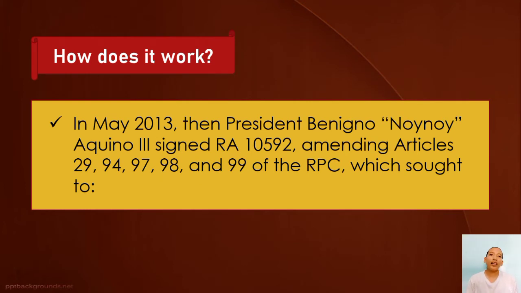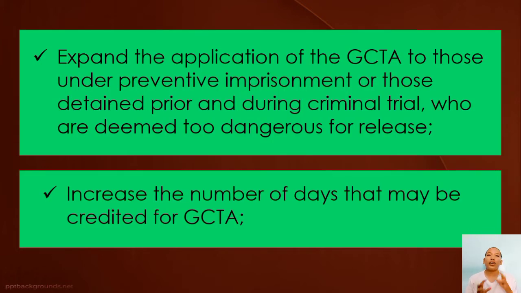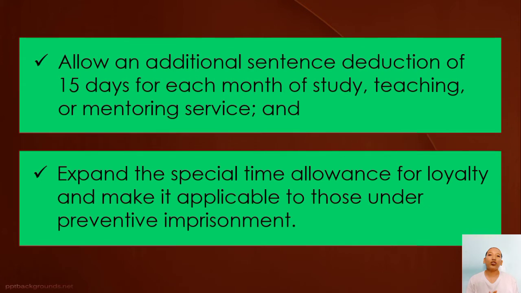In May 2013, then President Benigno Noynoy Aquino III signed RA 10592, amending Articles 29, 94, 97, 98, and 99 of the RPC, which does the following: expand the application of the GCTA to those under preventive imprisonment, those detained prior to and during criminal trial who are deemed too dangerous for release; increase the number of days that may be credited for GCTA; allow an additional sentence reduction of 15 days for each month of study, teaching, or mentoring service; and expand the special time allowance for loyalty and make it applicable to those under preventive imprisonment.